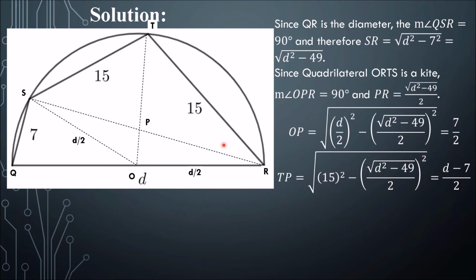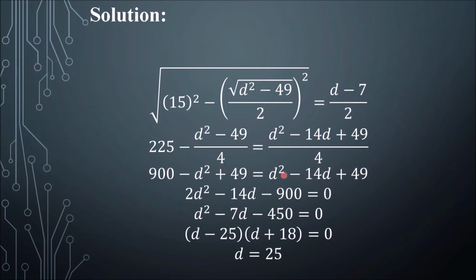Next, since OP is equal to 7 over 2 and OT is equal to D over 2, we will get TP as D minus 7 over 2. And another thing, TP is also equal to the square root of 15 squared, this one, the hypotenuse, minus PR, the square root of D squared minus 49 over 2, squared. So we have this equation, and we'll find D.